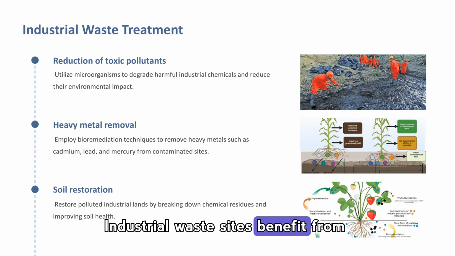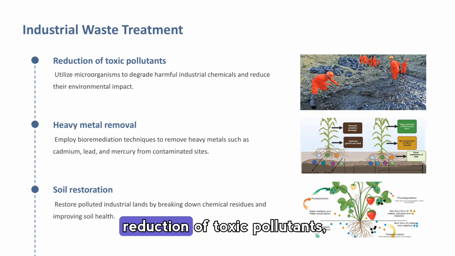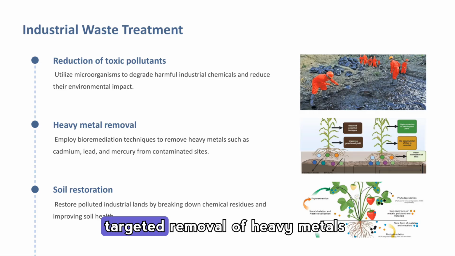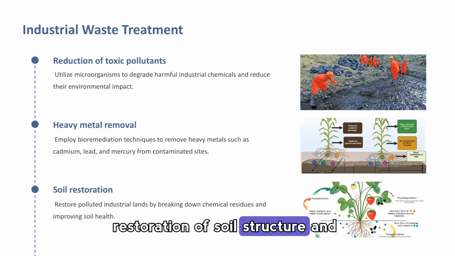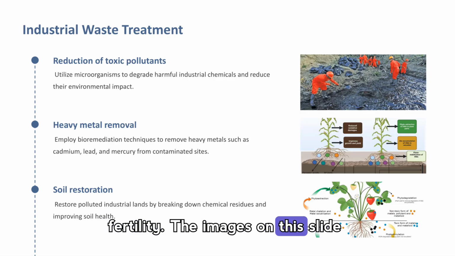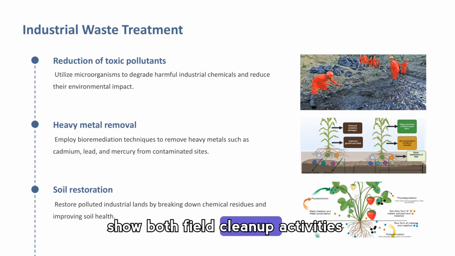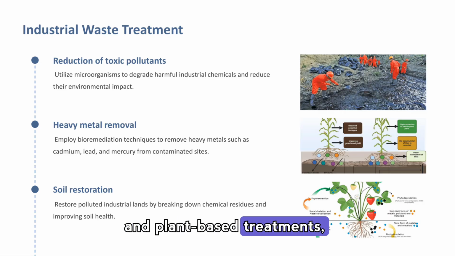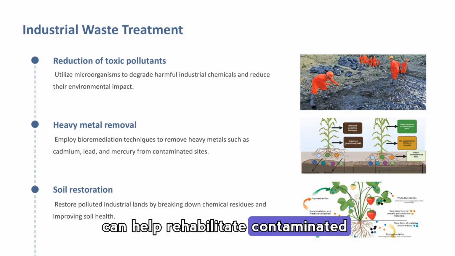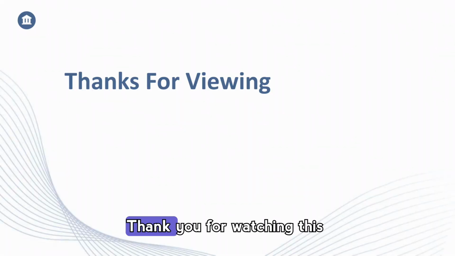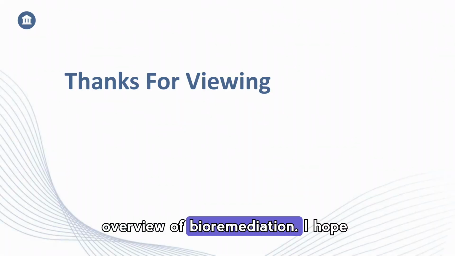Industrial waste sites benefit from bioremediation through the reduction of toxic pollutants, targeted removal of heavy metals like cadmium or lead, and restoration of soil structure and fertility. The images on this slide show both field cleanup activities and plant-based treatments, illustrating how biological methods can help rehabilitate contaminated industrial lands.